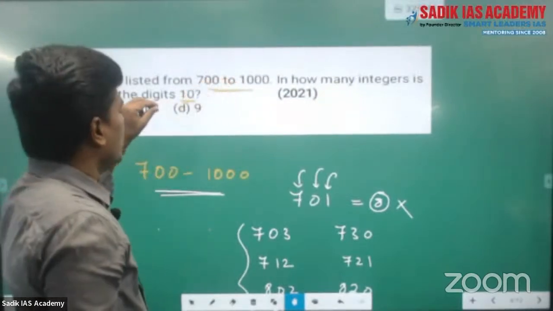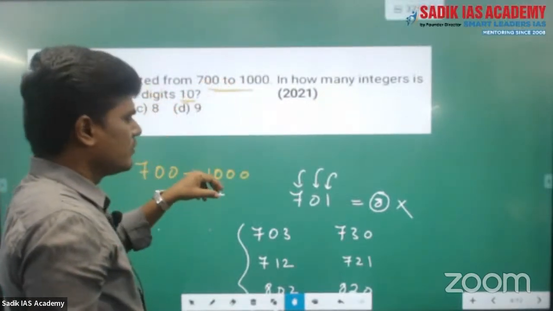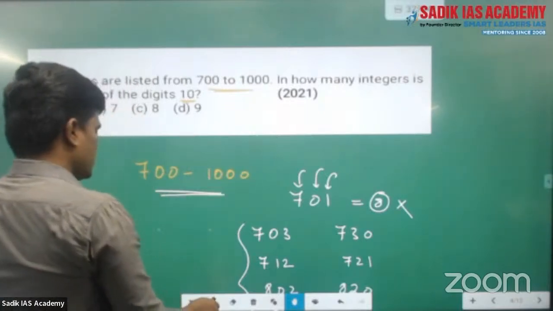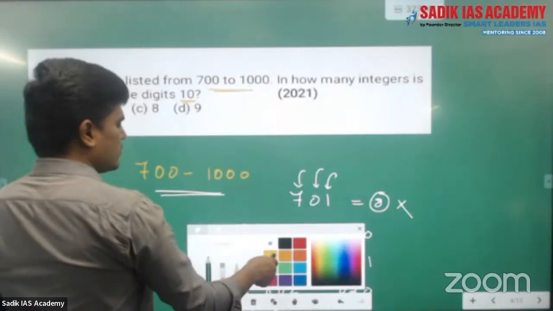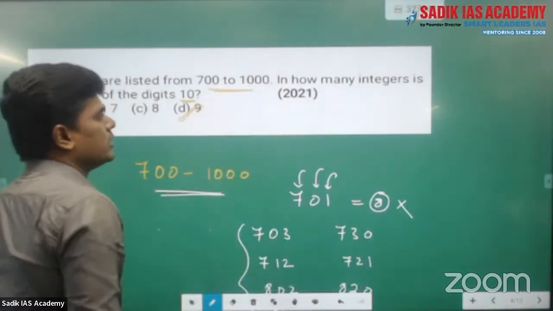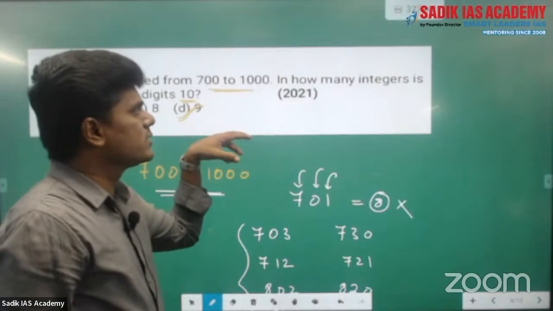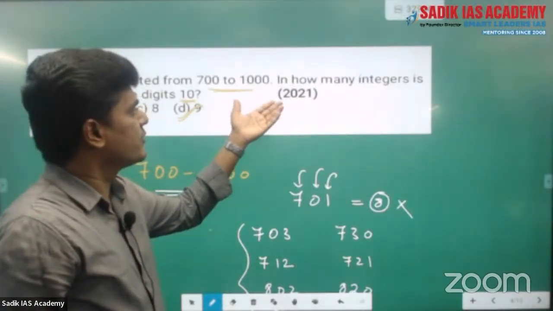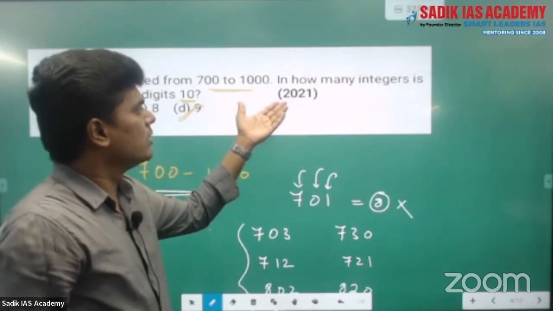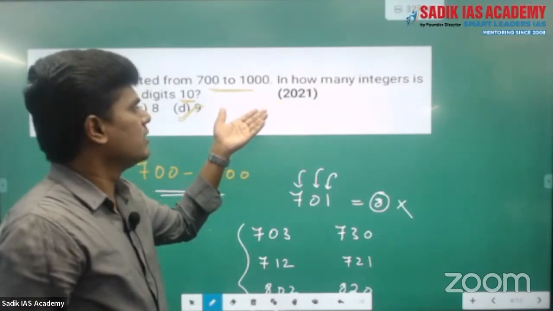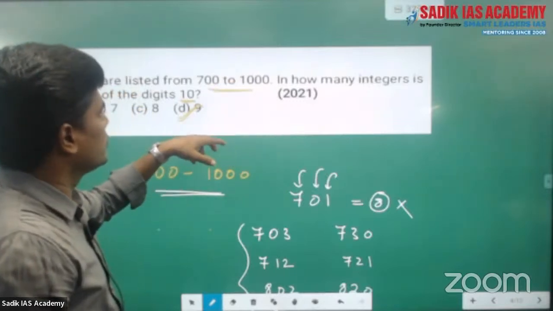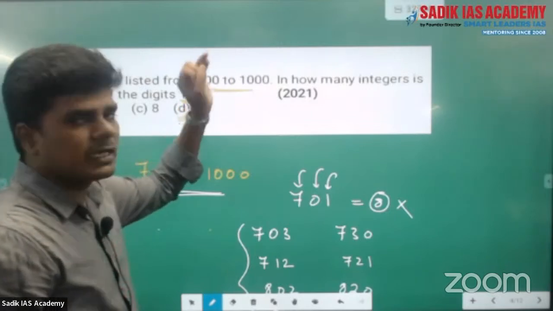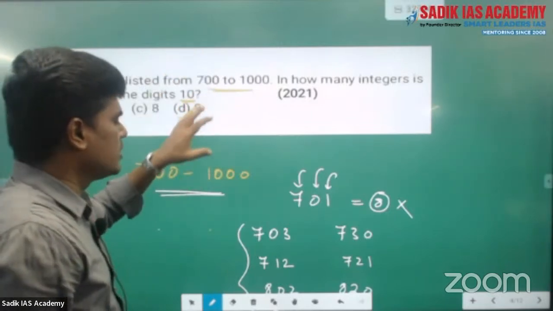So here you just have to understand the question, and as per the question you have to find it. If you find that, the answer is going to be D, nine. This is the first method. This question was asked in the year 2021, last year. You don't need a formula or any other alternate method. Just go as per the question and you will get the answer.